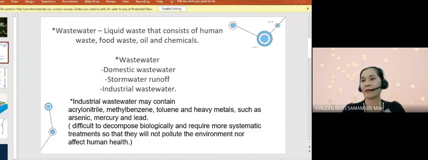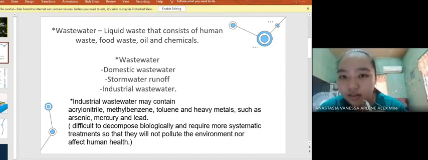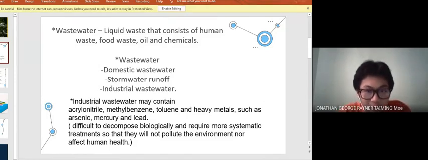Basically, wastewater is liquid waste that consists of human waste, food waste, oil, and chemicals. Wastewater can be divided into three types: domestic wastewater, stormwater runoff, and industrial wastewater. And we proceed to Zarifa or Jonathan. Here are examples of wastewater: domestic wastewater, stormwater runoff, and industrial wastewater.